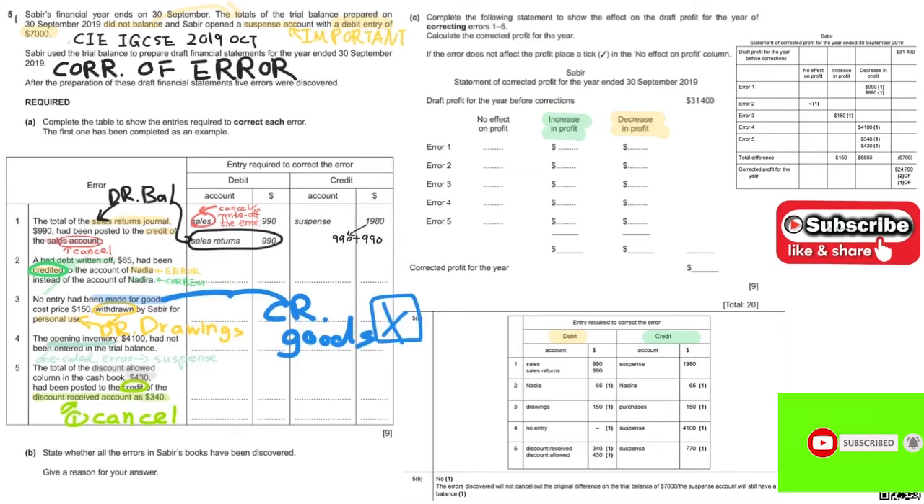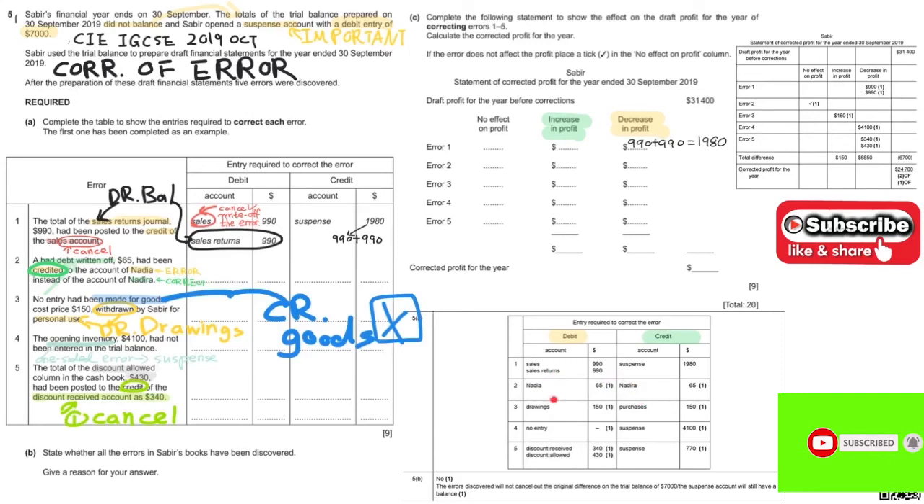Okay, I would like to do the first one for you. For the first one, as you can see, there are items on the debit side. So the profit will decrease by 1980. So I will put it down here. So there will be a decrease in profit. That's 990 plus 990 equal to 1980. So that's the answer.